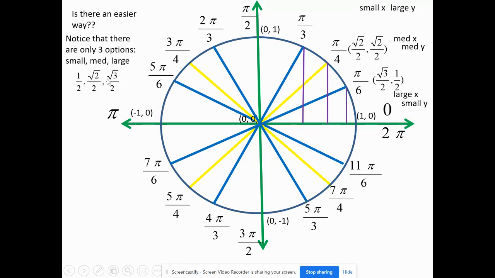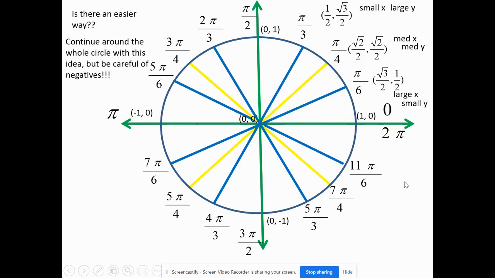Small x, so the smaller of my 3 numbers, and then large y. I can do that all the way around the whole circle. I just have to be careful of the negatives. So why don't you pause your video before I keep clicking and see if you can, even if you just use the ones I've done there, which is perfectly fine. If you work on one quadrant, you should be able to fill in the rest. Carefully fill in the rest of your unit circle and then come check it with mine.